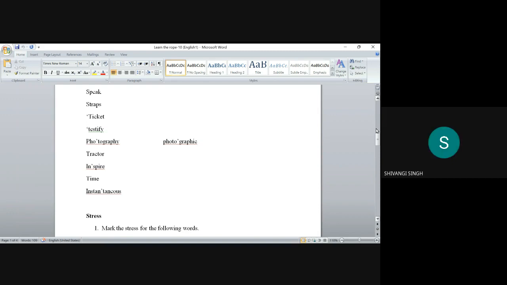Spire. No, ma'am. Why? Because it is not the first sound in the stressed syllable, right? So we cannot aspirate it. Time. Time. Time. Non-aspirated, right?